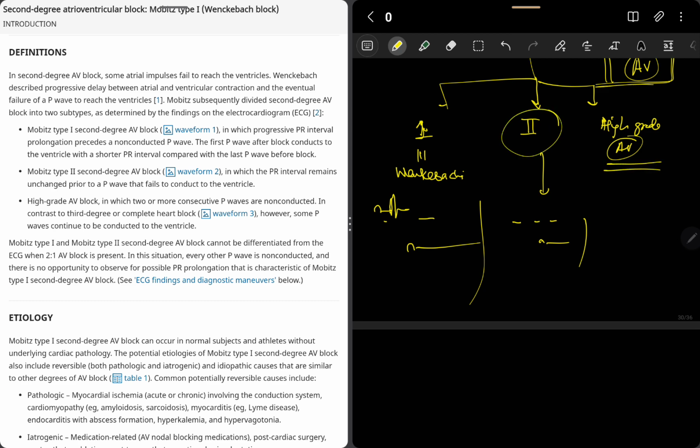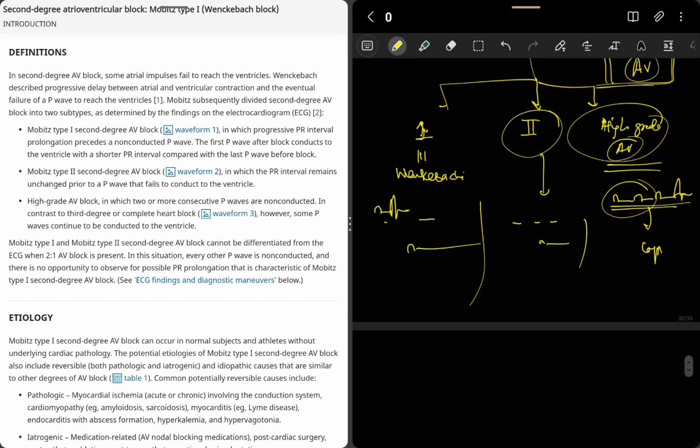Then comes high grade AV block, in which two or more consecutive P waves are not conducted. They will be like this: P wave, P wave. At a minimum, at least two P waves are not conducted. That is high grade AV block, since there will still be one P wave that is conducted towards the ventricular side. It is differentiated from complete AV block by the phenomenon that in complete block, not a single P wave will be conducted to the ventricle.